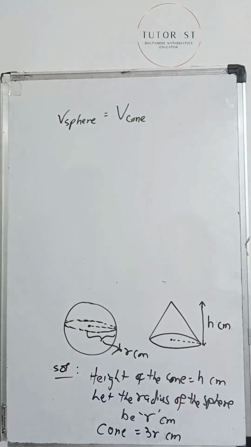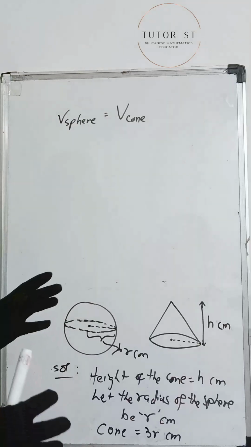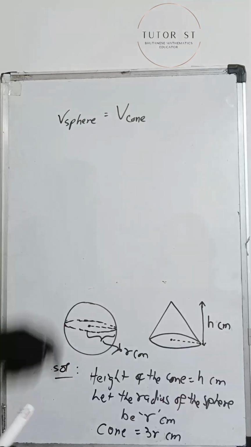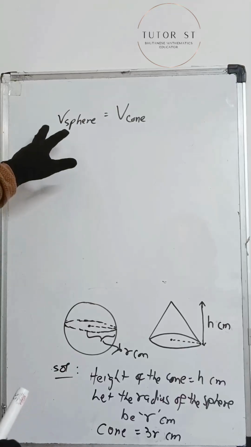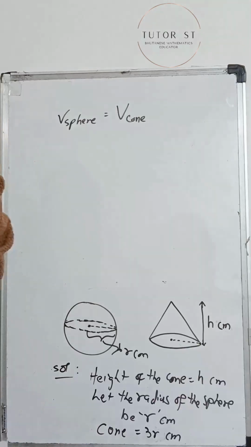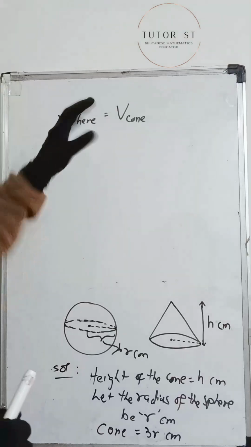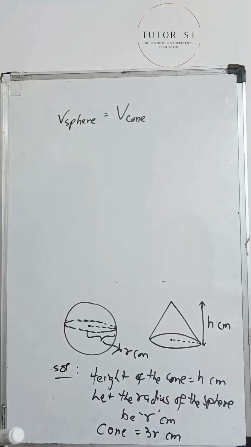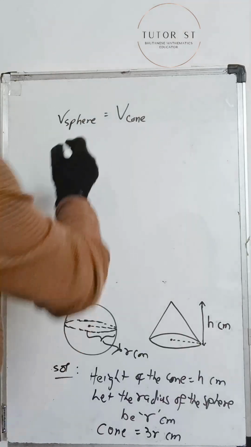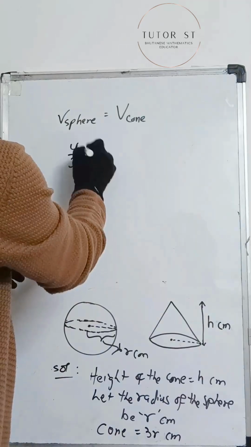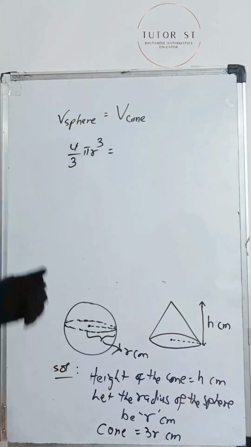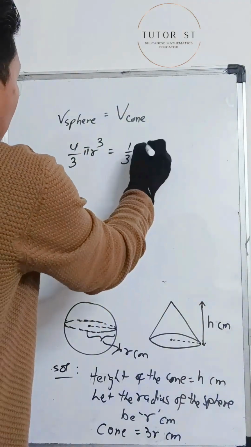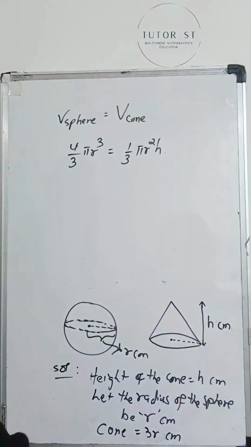For your kind information, the formulas for the volume of the sphere and the volume of the cone will be given at the back of your question paper. Formula sheet will be given, so you need not worry. Only thing that you need to know is now you have to use this information to find the required expression. Let me write down the volume of the sphere, which is 4 by 3 pi r cube, is equal to volume of the cone, which is 1 over 3 pi r square h.